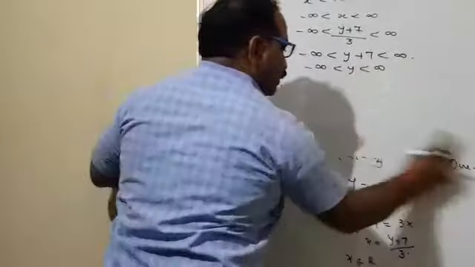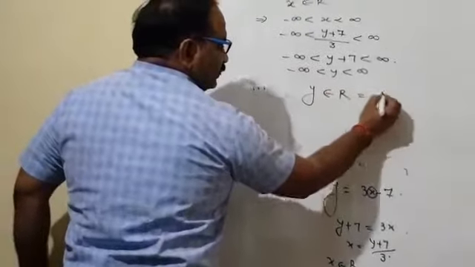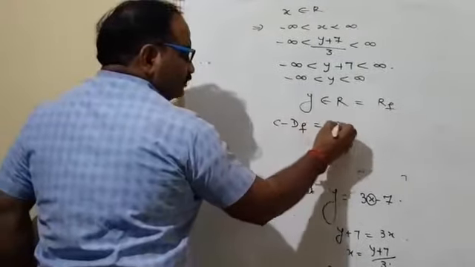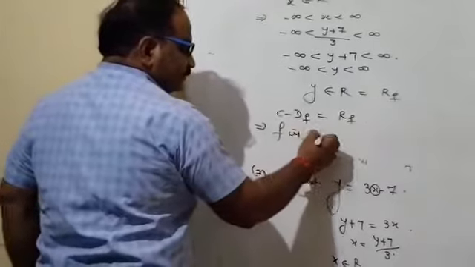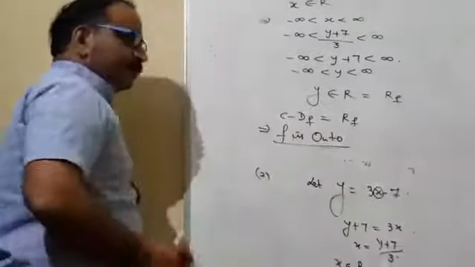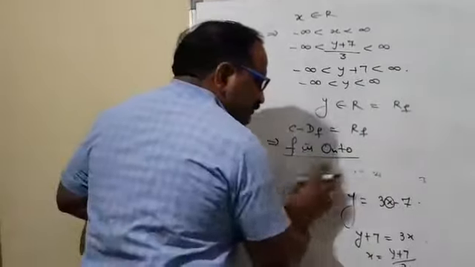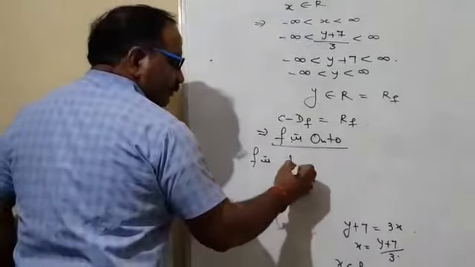Guys, see what happened now? The y comes to us as R, and this is the range of the function. So the codomain of the function equals the range of the function. That means f is onto. So the first part was one-one, the second part is onto. Based on that, we can say f is invertible.